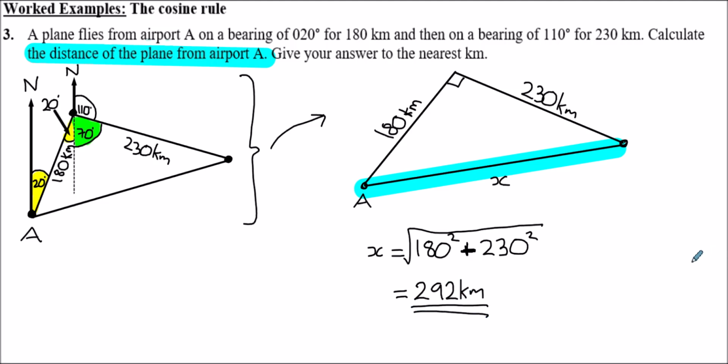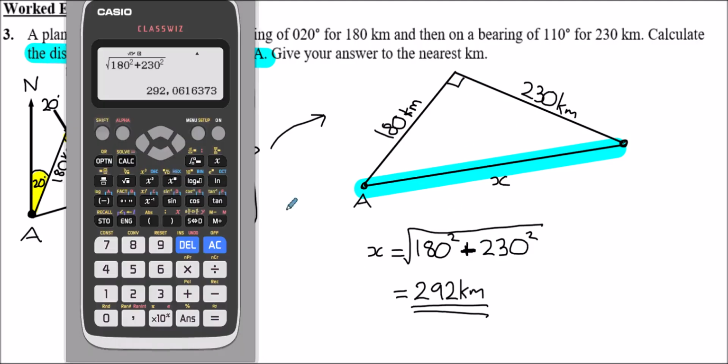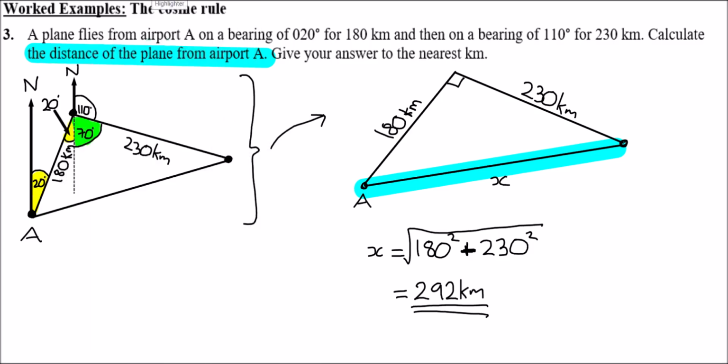And that's all there is to it. You could have, if you wanted, used the cosine rule and done minus 2 times 180 times 230 times cos of this angle here. But what's cos 90? Well, cos 90 is 0. So the minus 2BC cos A bit would have disappeared. So again, like I mentioned before, the cosine rule is a generalization of Pythagoras. Another way of thinking about that, Pythagoras' theorem is a particular case of the cosine rule.